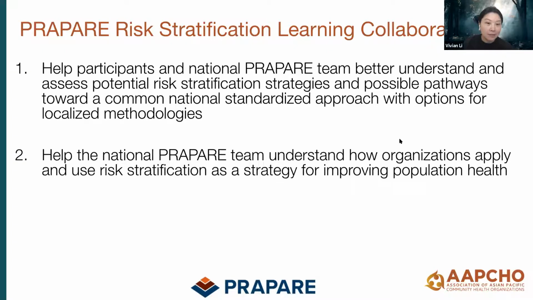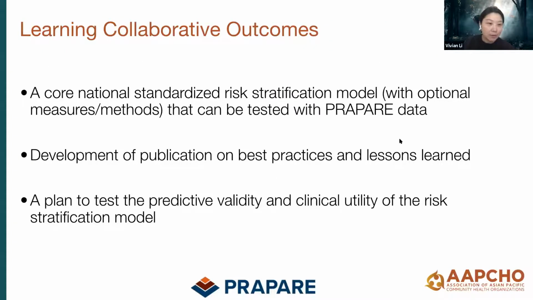Next slide. So then overall, the outcomes of the learning collaborative were to develop a core national standardized risk stratification model with optional measures and methods that can be tested with PRAPARE SDOH data, and publications on best practices and lessons learned, as well as a plan to test the predictive validity and the clinical utility of the risk stratification model incorporating the PRAPARE SDOH data. Next slide, please.